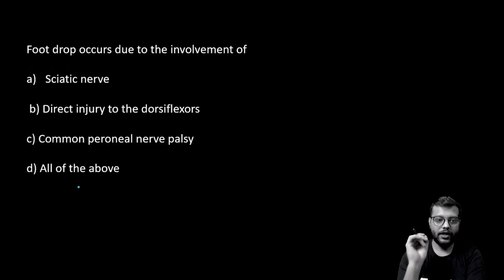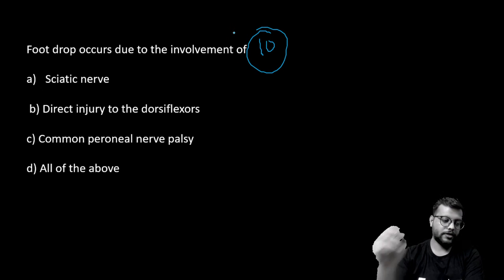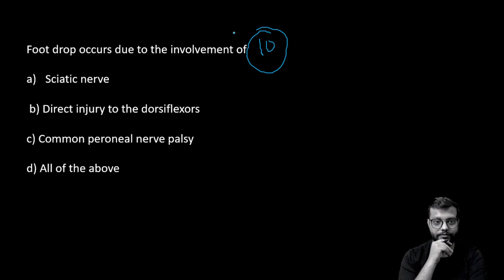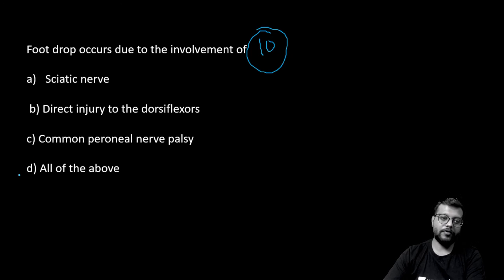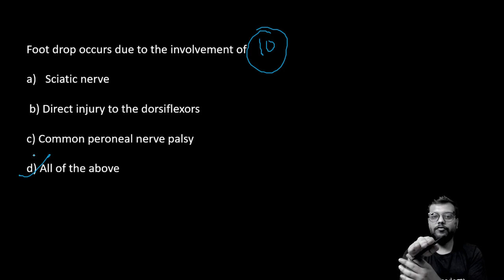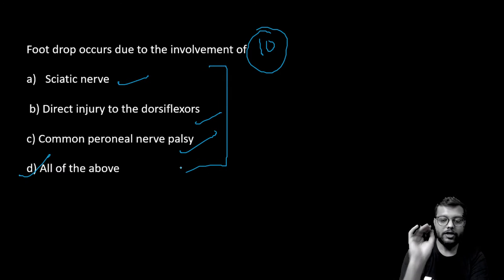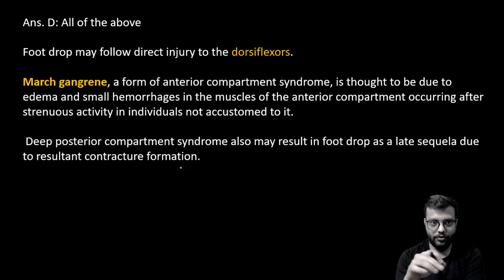Okay, now next question. Foot drop occurs due to involvement of. Here are your 10 seconds. Okay, so the answer will be all of the above. In foot drop the foot hangs like this, so obviously if the dorsiflexors are injured, foot drop can occur. In common peroneal nerve injury, in sciatic nerve injury, foot drop can occur in all. So foot drop will occur due to all of these.